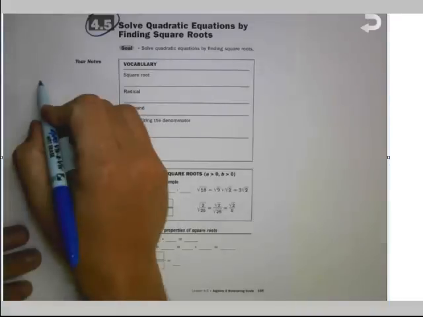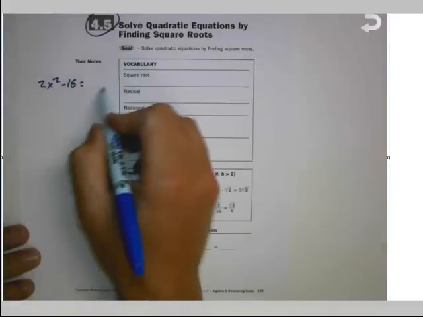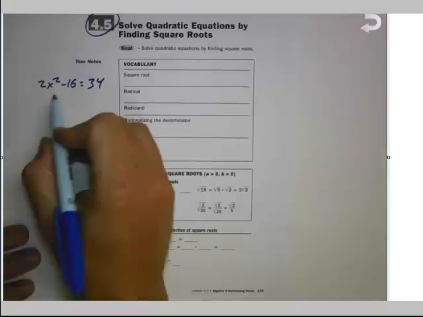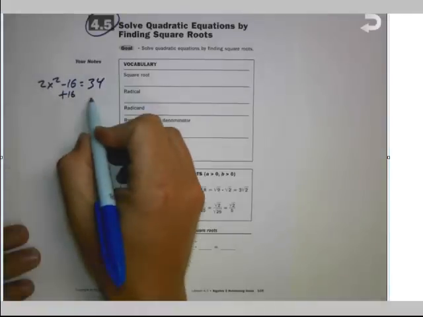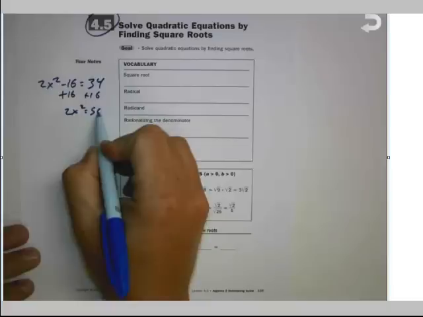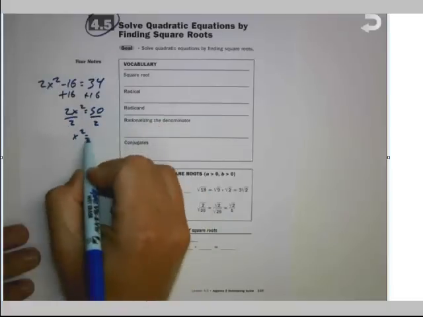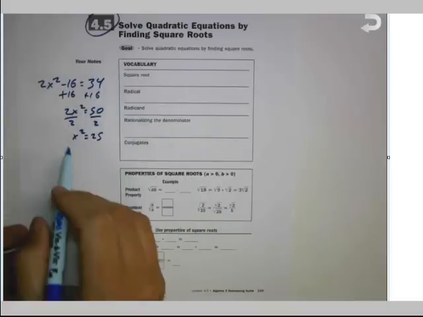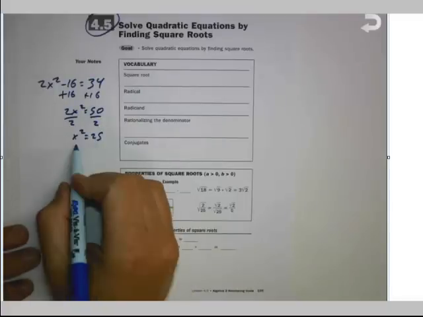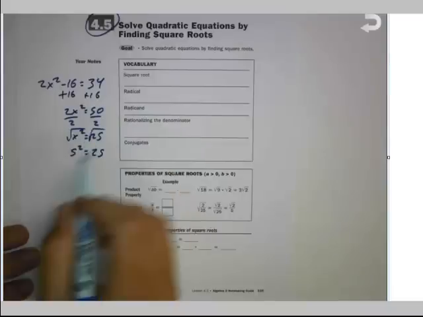like 2x squared minus 16 equals, let's say 34, and I add 16 to both sides, I get 2x squared equals 50. Divide by 2, I get x squared equals 25. What number squared equals 25? Well, 5 squared could equal 25. You know, if you square root both sides, your calculator will tell you 5.